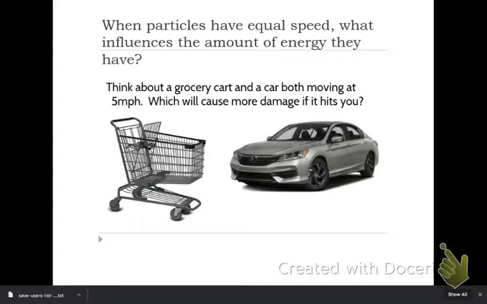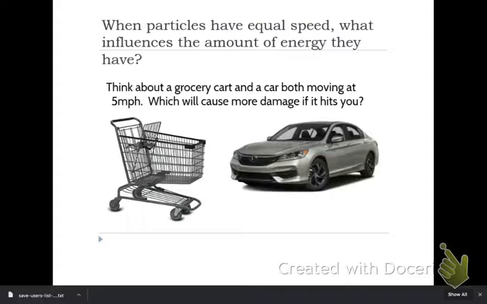If we have particles traveling the same speed, what's going to influence the amount of energy? Think about being in the parking lot at Target, and a grocery cart comes rolling along and bumps into you at 5 miles an hour. You just push it aside. But if a car bumps into you at 5 miles per hour, you are going to feel that a lot more. So it's the mass in that case. The car has much more mass, even though it's traveling at the same speed as the grocery cart, so it's going to cause more damage because it contains more energy.